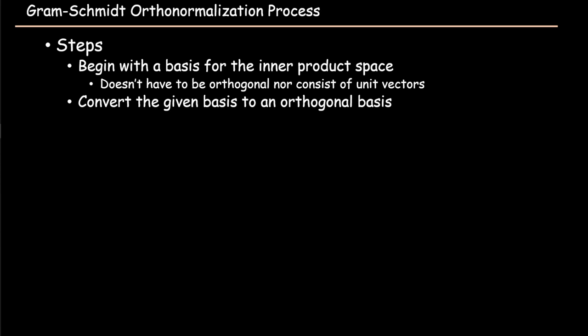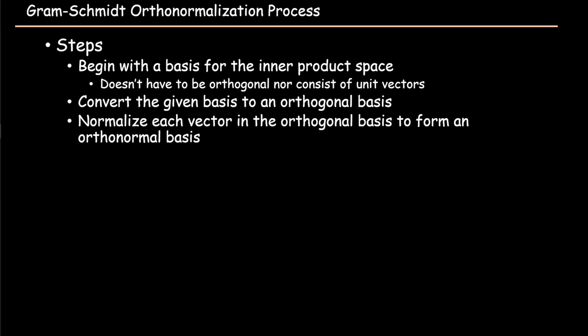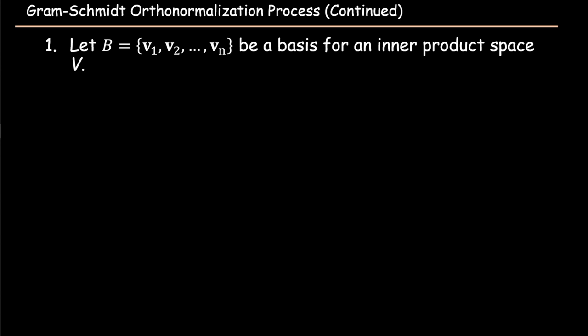And then from there, we're going to normalize each vector in the orthogonal basis to form an orthonormal basis. I'm just going to reiterate these steps, but in a more mathematical representation. So we are going to let B equal V1, V2, all the way to Vn, and have that be a basis of inner product space V. Again, these are not necessarily orthogonal to each other, nor is any of them necessarily a unit vector.